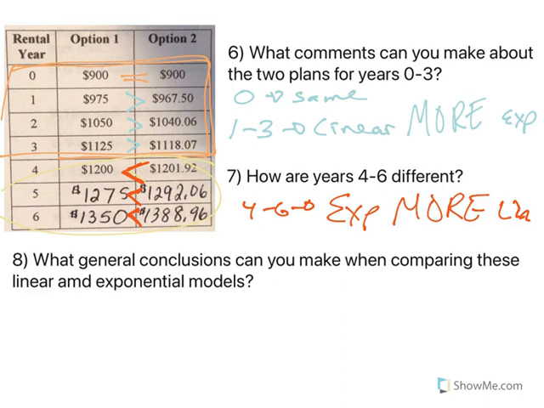So what can you make about this? If you are looking at this rental agreement and you have these options, you can say, well, I know that I'm only here for grad school. That means I'm going to be here for 2 years. I should go linear, right? So if you're looking short term, just one, 2, or 3 years, you want to go linear.